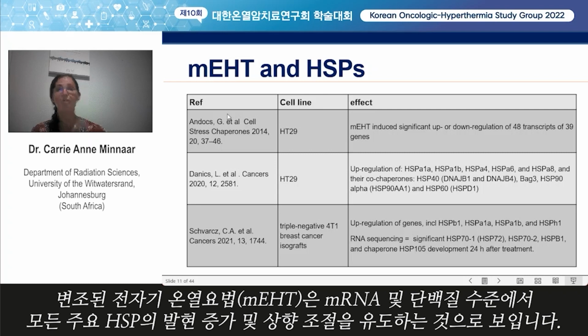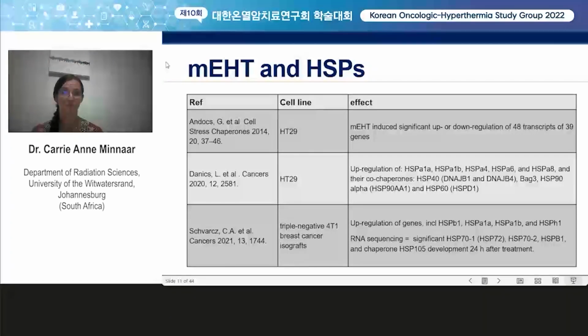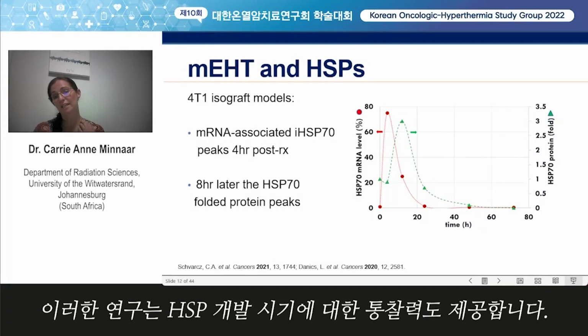Modulated electrohyperthermia appears to induce the upregulation and increased expression of all major HSPs at an mRNA and protein level. Several studies, as you can see here, have in fact shown the effect of MEHT on the upregulation and downregulation of HSP-associated genes, as well as on the development of HSPs themselves. These studies provide insight into the timing of the development of HSPs as well.